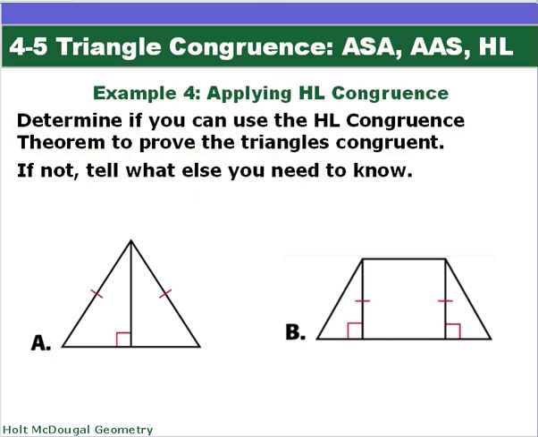Okay, so we have two examples here. We want to determine if the hypotenuse leg congruence theorem will work on these two triangles. So our first one we're going to look at, for A, first of all, we have a right triangle, so we can use hypotenuse leg. And looking at this, our hypotenuses are both congruent. But we know that the side that they share, the leg that they share, is congruent to itself, so we can use hypotenuse leg to prove this congruent. So yes, hypotenuse leg works for this one.